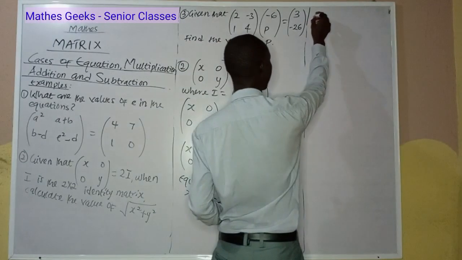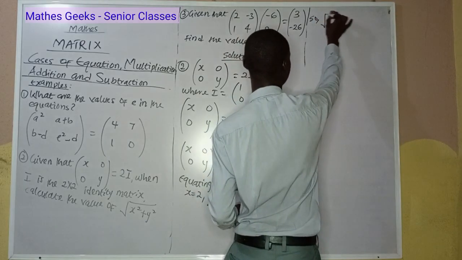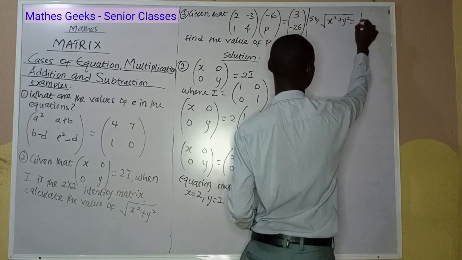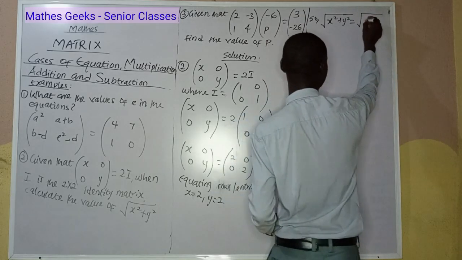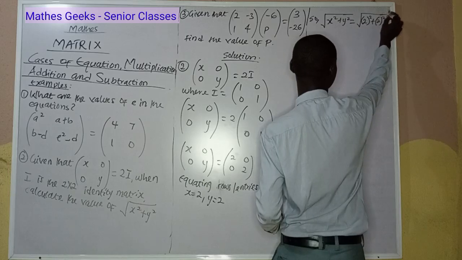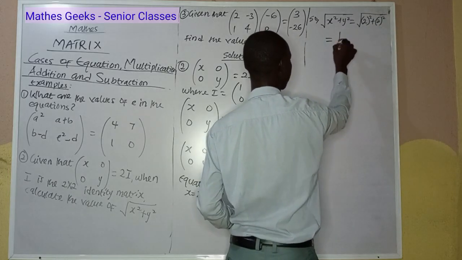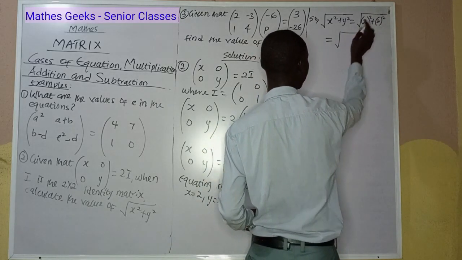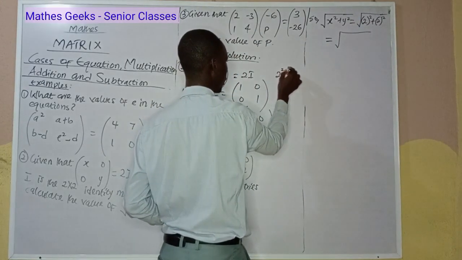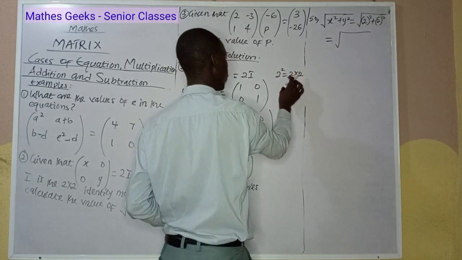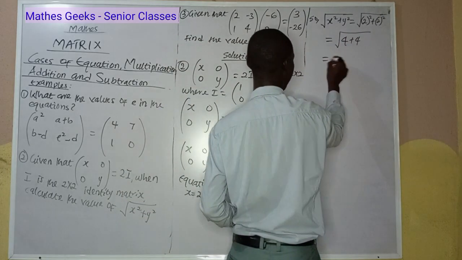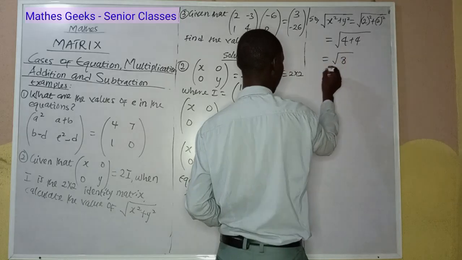So root x squared plus y squared is equal to root of 2 squared plus 2 squared. 2 squared is 2 times 2, which means 2 should multiply itself 2 times. That will give us 4 plus 4. So that's equal to root 8.